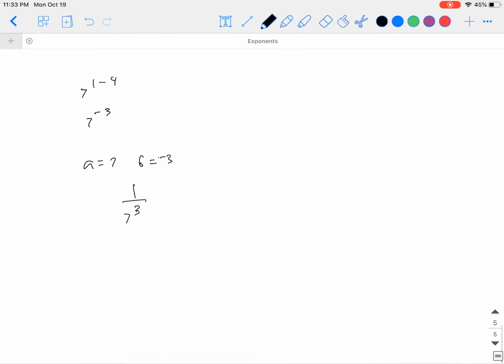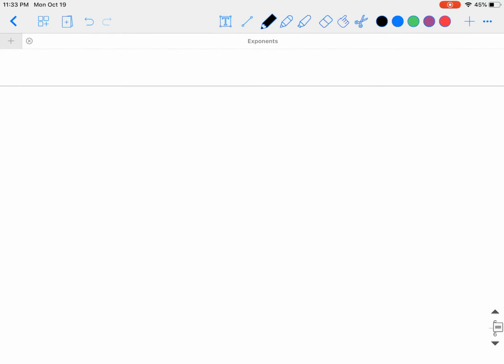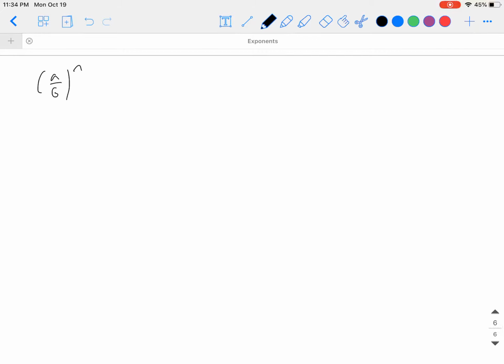Now, after all of that, there's one last thing we want to talk about, and that is when you have a quotient raised to a power. So again, here, we're going to let a, b, and n be real numbers. The solution to this would be of the form a to the n over b to the n. And again, all this means is you take the exponent and you put it on a, then you take the exponent and you put it on b.